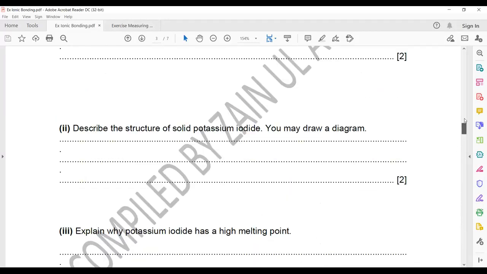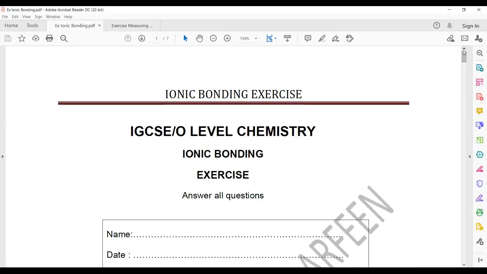So this was a weekly homework related to the topic ionic bonding. The next week homework, I will share a covalent bonding homework. Any question related to this exercise?